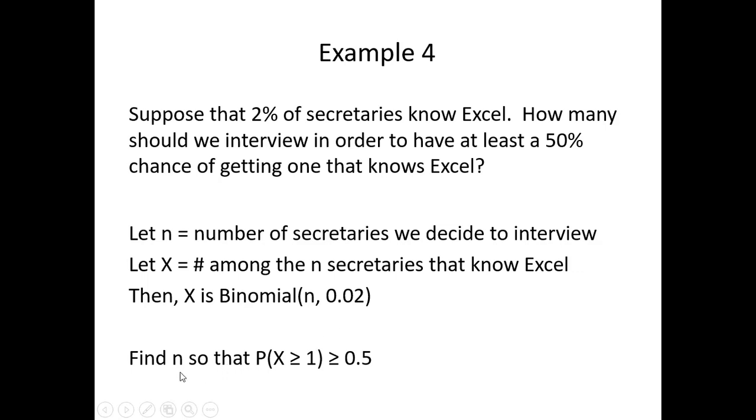So in terms of probabilities, we want to find n so that the probability that X is greater than or equal to 1 is greater than or equal to 0.5. Remember, X is the number of secretaries that know Excel. So we want at least a 50% chance we find one that knows Excel.